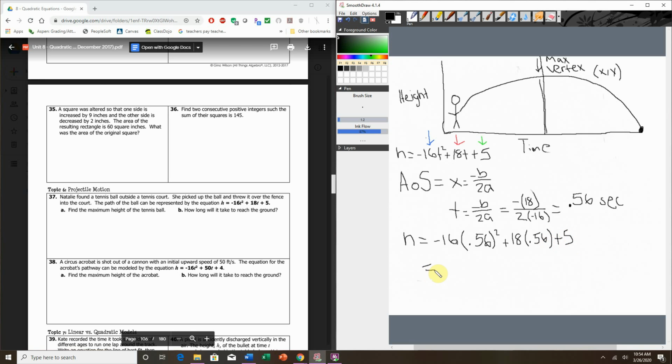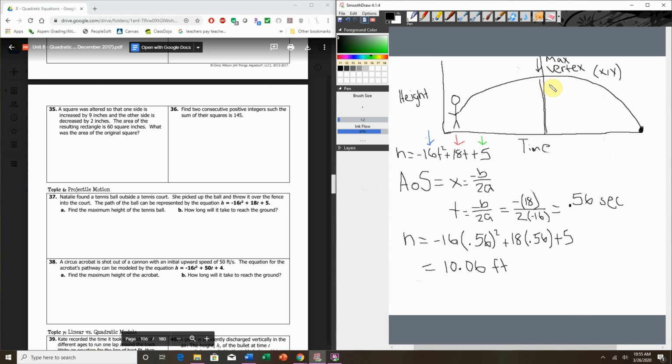Okay, so I hope you guys have the calculator handy, so go ahead and plug this in. Remember, this is 0.56 squared, and it's 18 times 0.56, and you should come up with an answer of 10.06. Okay, and then now, once again, we have to think about our label, and we're going to label this as feet. Okay, 10.06 feet.